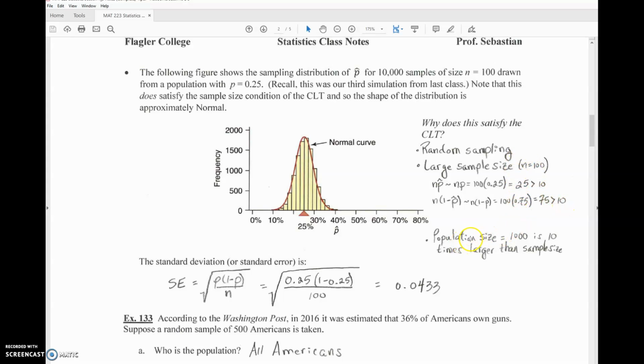And also the population size, which is 1,000, is 10 times larger than the sample size. So that's right on the border, but it was 10 times larger than the sample size, which gave us a good unimodal symmetric, basically normal distribution.